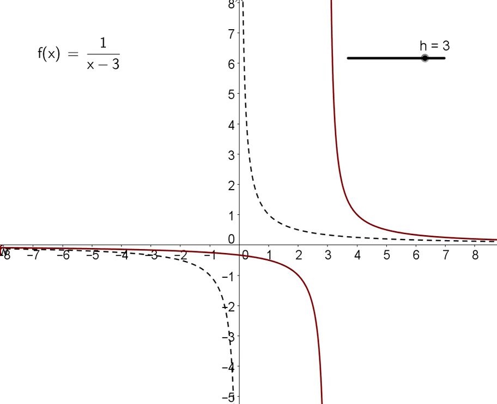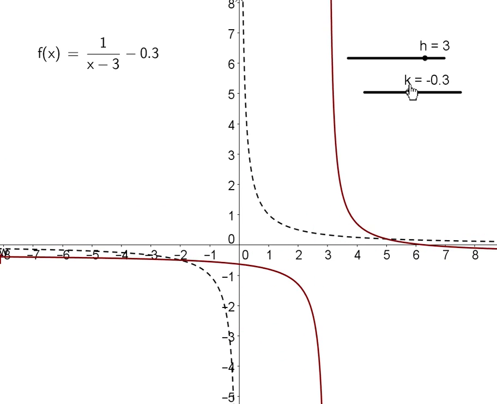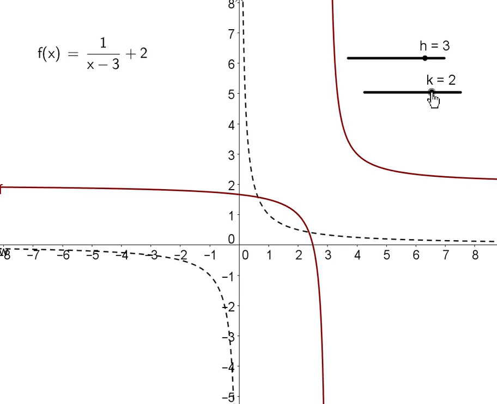Not true for k, right? With k, let me grab that slider and bring it over. Here's k. If k is positive, it's pushing it up. If k is negative, it's pushing it down. I've asked the parent function to stay, that's the dotted line, right? So basically all I'm doing here is manipulating this function by moving it up or down.